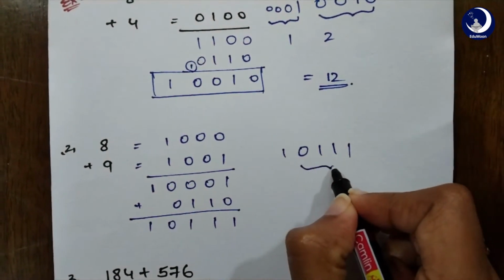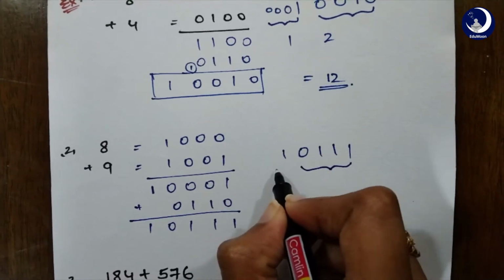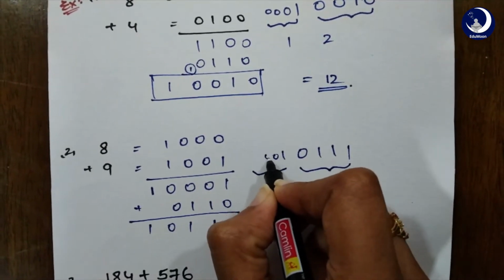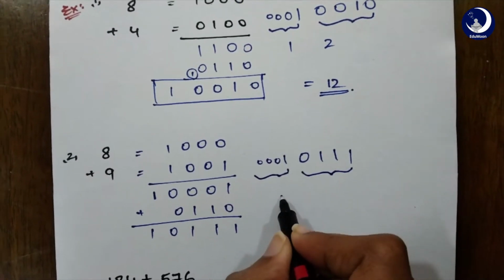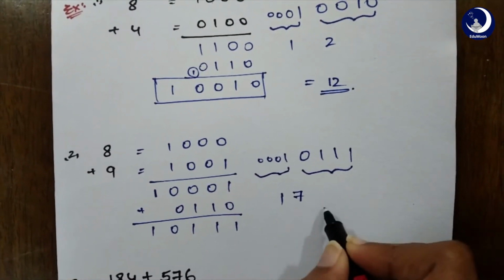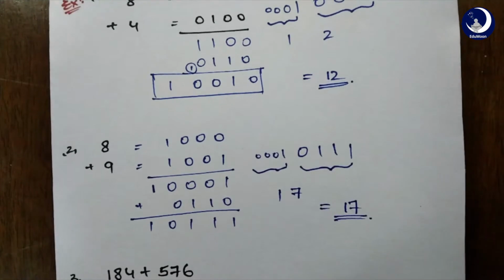So these 4 bits come under one set, and here you can also add 3 zeros; its value is not going to change. So this value is 1 and this value is 7. So your answer is 70. Hence you got your answer.